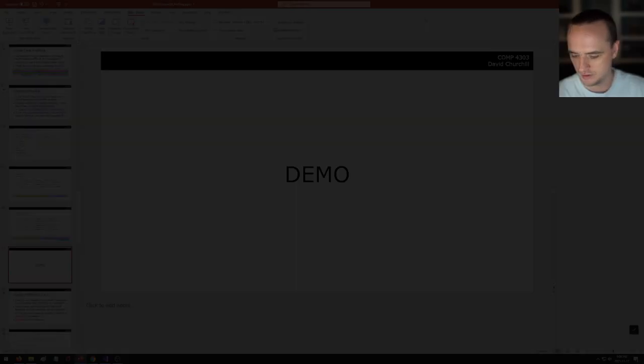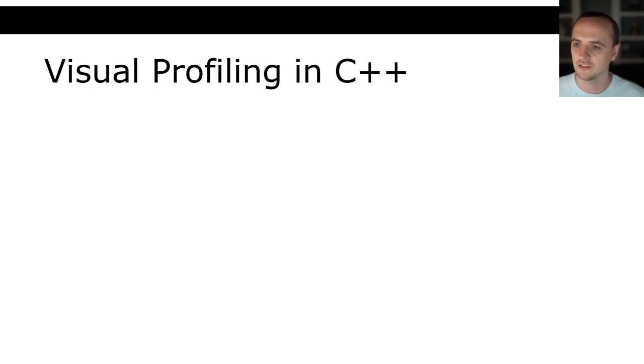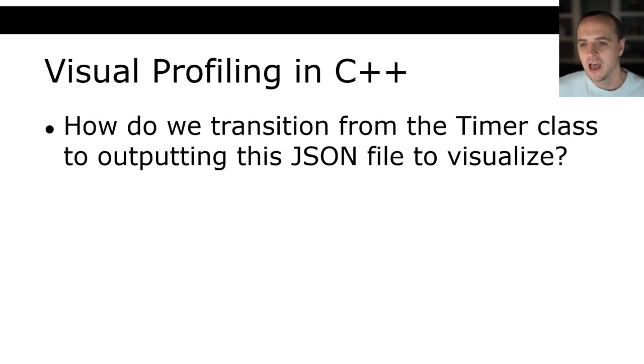So here we go. All right, so that was the demo of Chrome tracing. Now let's talk about our actual profiler. How are we going to write this instrumentation code? How do we transition from the timer class that we just wrote? I know a few people just showed up. We just wrote the timer class, which says how long something took to run. And now how do we go from that timer class to actually outputting that JSON file in order to visualize it?